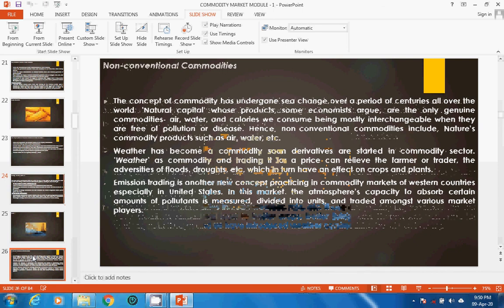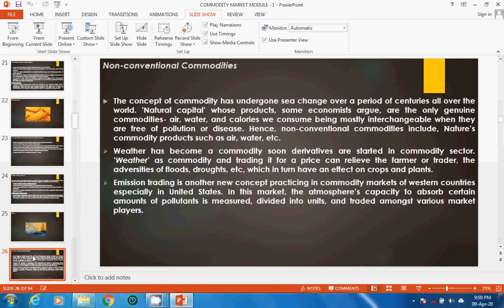Non-conventional commodities. The concept of commodity has undergone sea changes over the period of time. Natural capital, whose products some economists argue are the only genuine commodities, like air, water, calories we consume, being mostly interchangeable when they are free of pollution or diseases. Hence, the non-conventional commodities include nature's products such as air and water, which are also traded in the commodity exchanges. Therefore, they come under the non-conventional commodities. Weather has become a commodity soon.